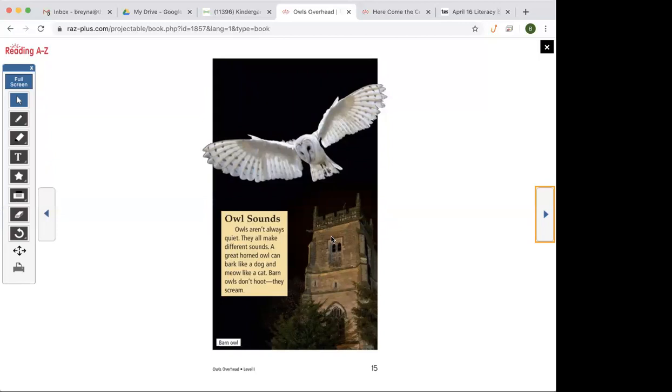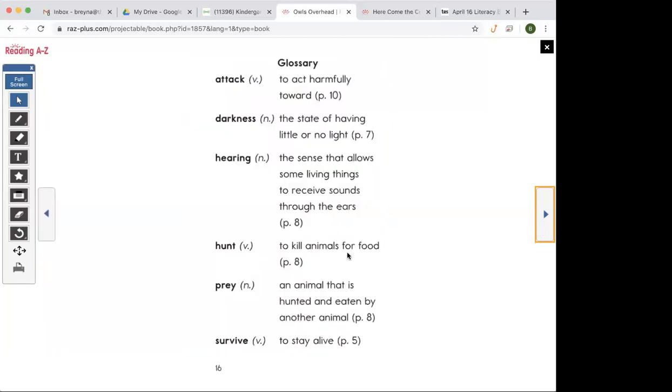They make different sounds. A great horned owl can bark like a dog and meow like a cat. Barn owls don't hoot, they scream. And this is a picture of a barn owl. And then that's the end.